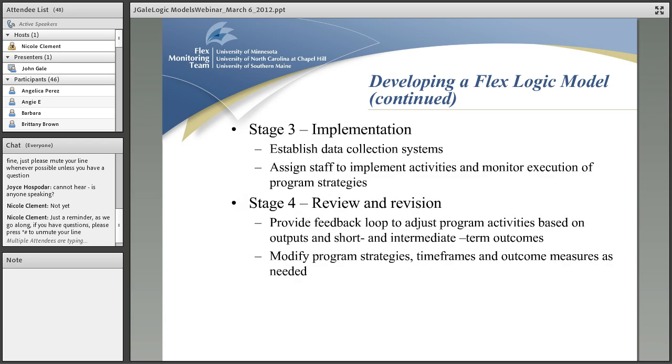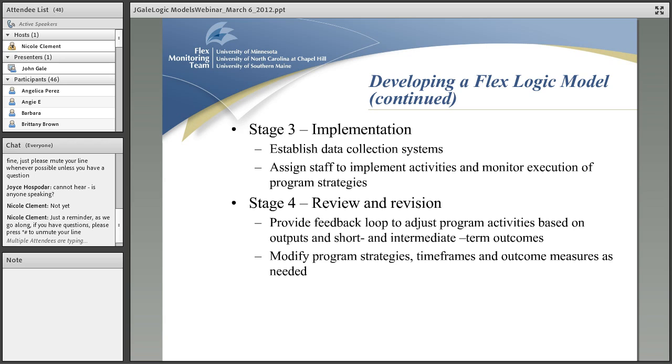Implementation is stage three. You really want to get your data systems in place, figure out what staff are being assigned, and what consultants and resources are being assigned to implement and support activities, and then certainly monitor the execution of those program strategies. We've all been involved in program strategies where something has come along and it hasn't gone the way you expected, and you've really got to monitor that on a day-to-day basis.